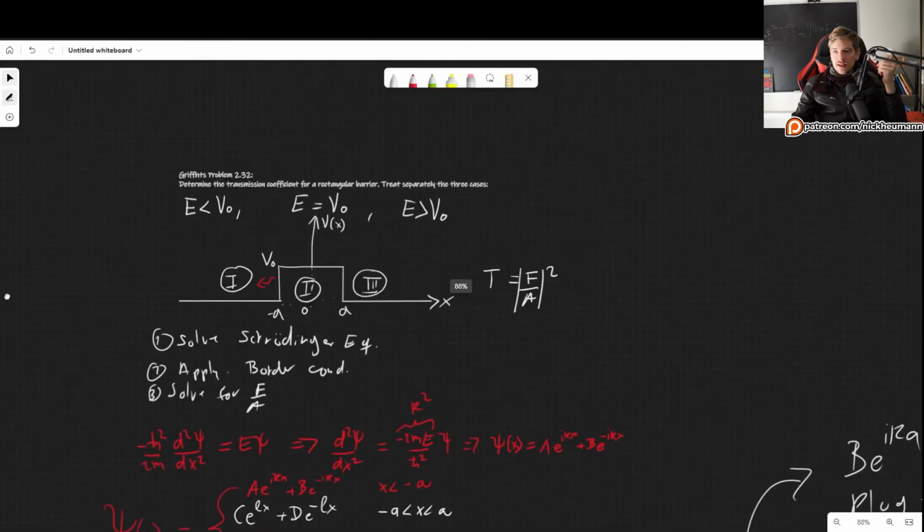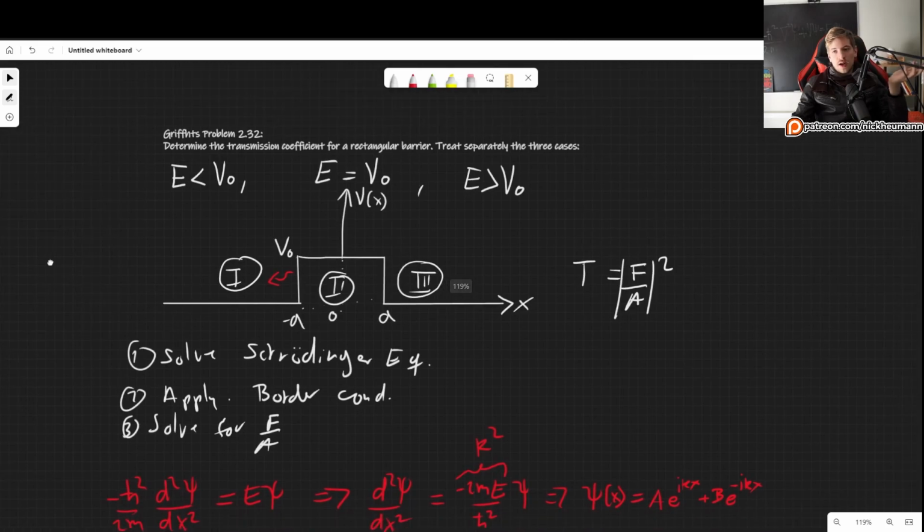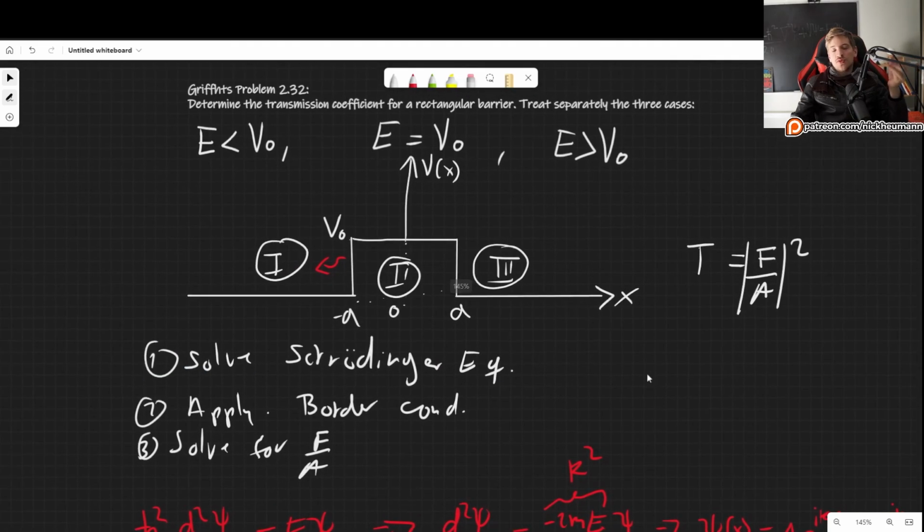So as you can see, these sort of problems are not really too hard. They can be a bit annoying algebraically because you have a lot of equations, but as long as you keep in mind what it is that you're trying to achieve, what it is that you want to solve for, this is not really all that bad.